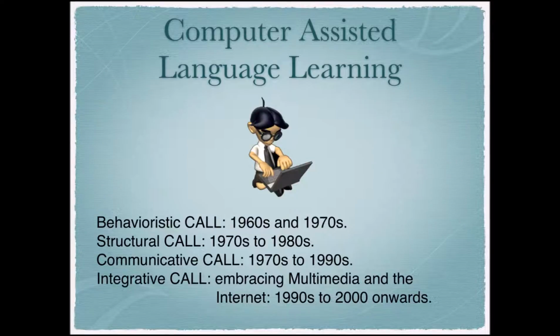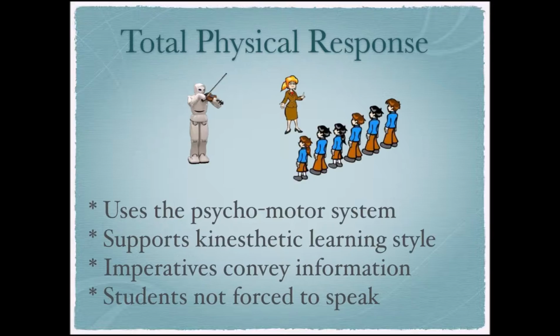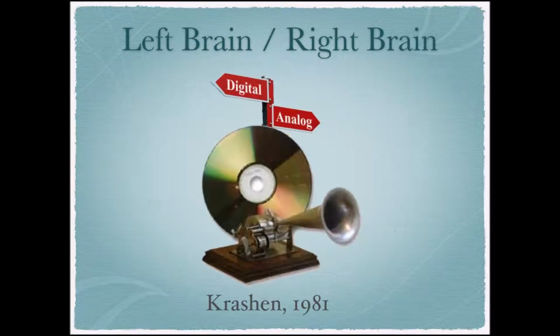I'll begin with computer-assisted language learning, abbreviated as CALL, and this has a recent history, as you can see on your screen. However, the use of artificial intelligence has a natural enemy, the human, as seen in total physical response. Other questions arise, such as Krashen's left brain, right brain dichotomy, and whether it can be paralleled in the silicon world.